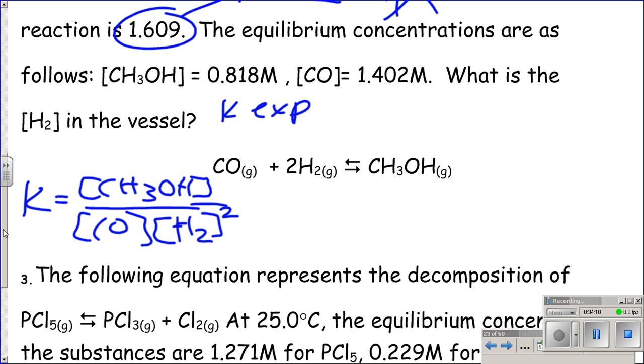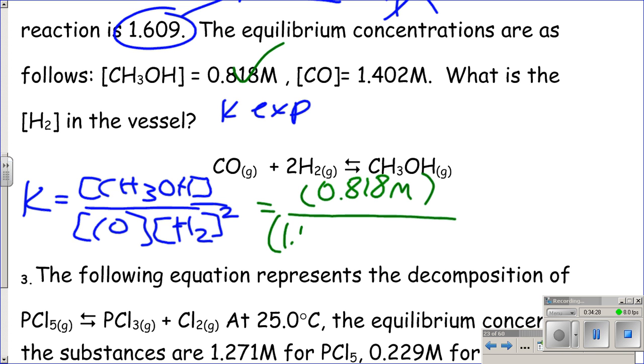All right, so we know the values of 2 of these, and we're going to solve for the last one. So methanol was given as 0.818 molar. Carbon monoxide was given as 1.402 molar. And H2, we don't know, I'm going to call it X. Is this all good? What's wrong? And you make sure you square it. If you don't write your expression first, you are going to forget to square it, okay? Trying to make sure that you're good with that.